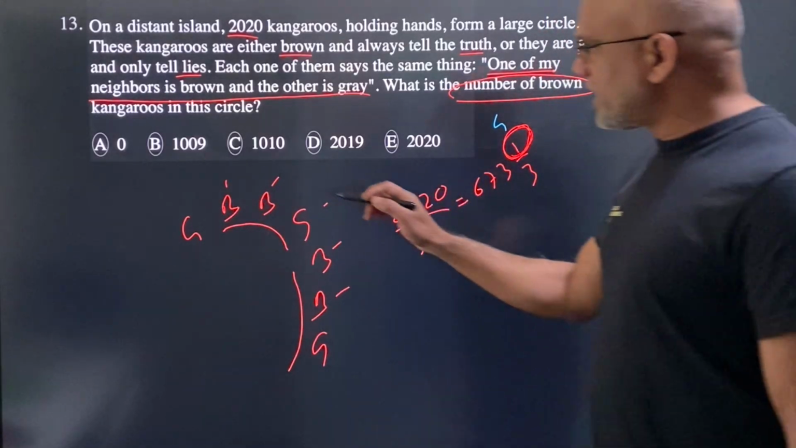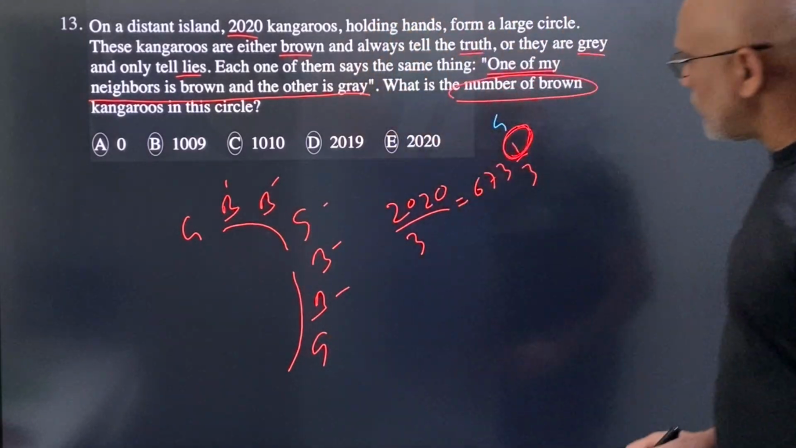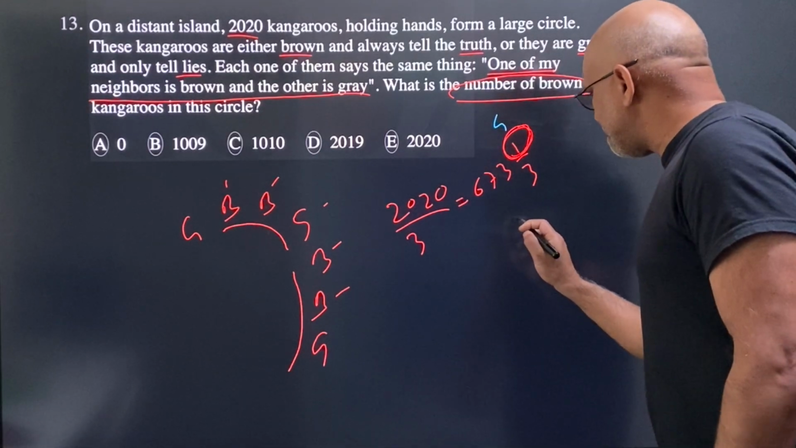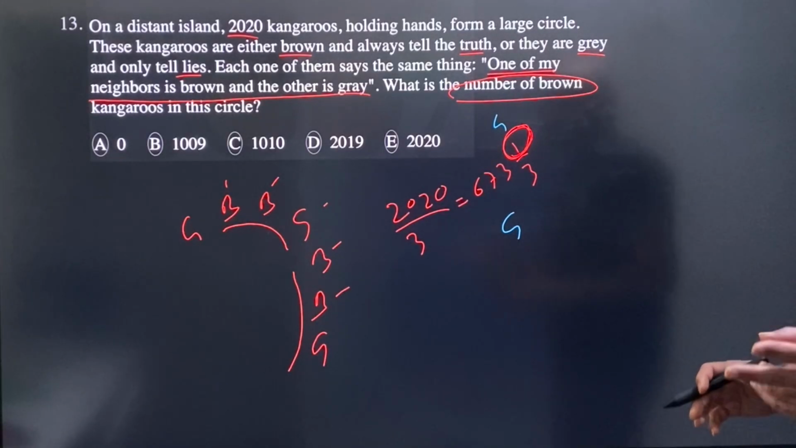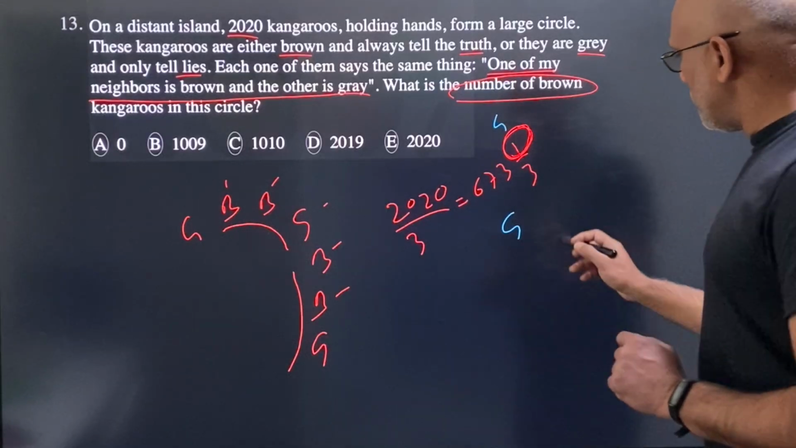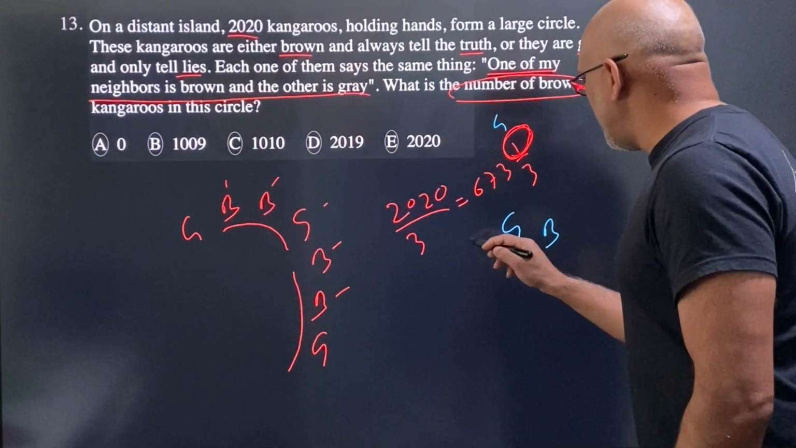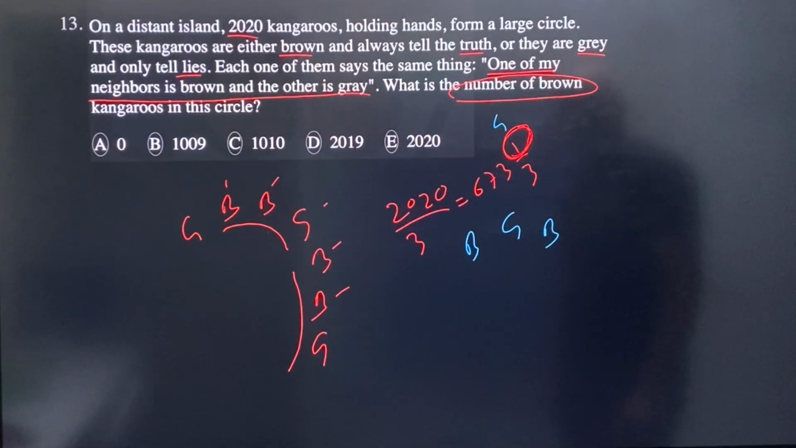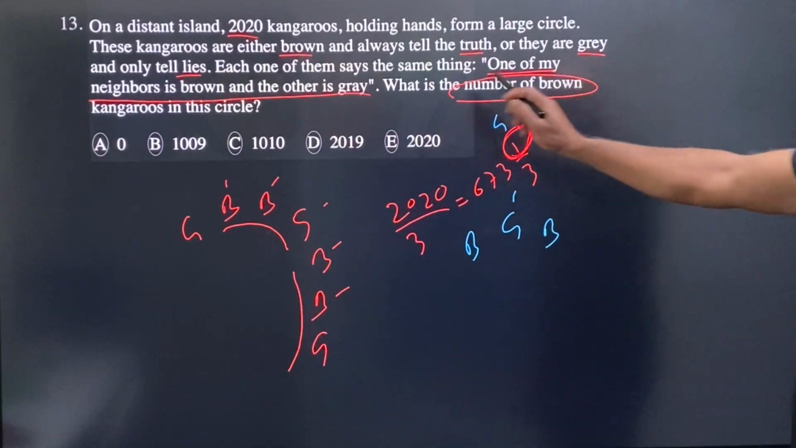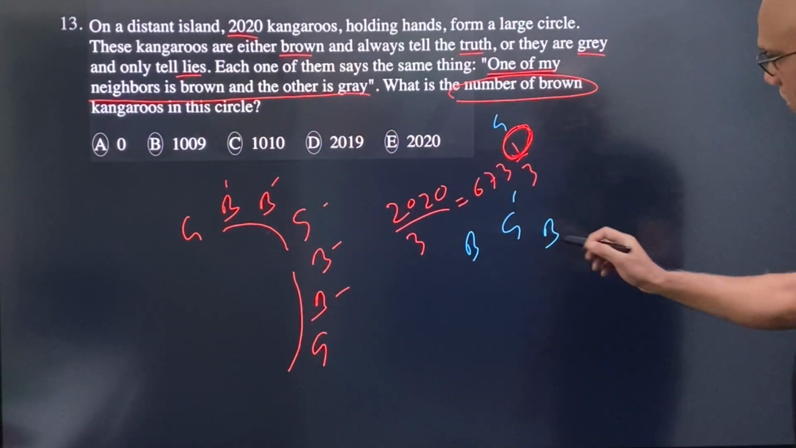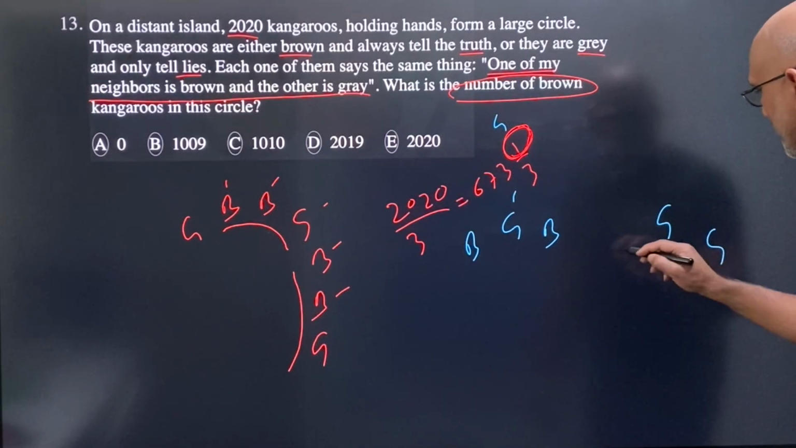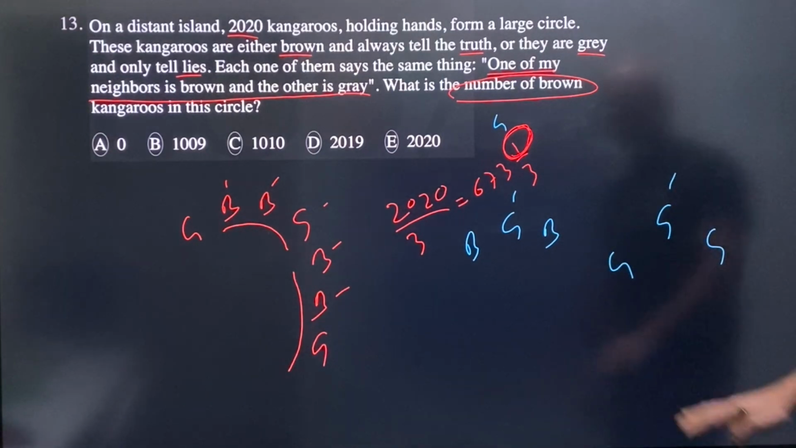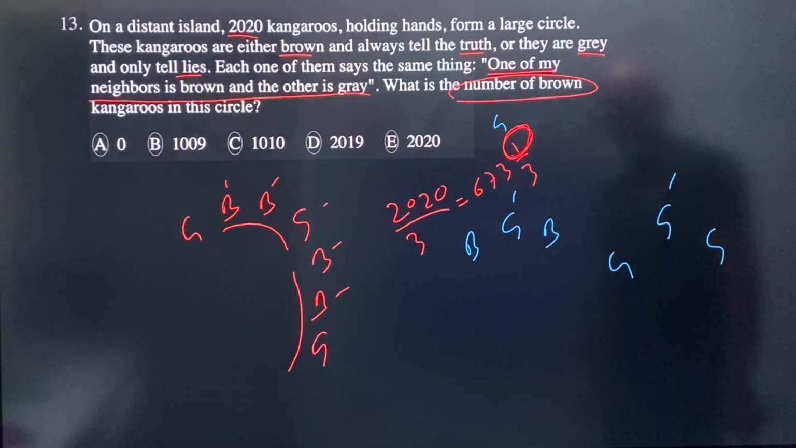And remember, I started this with assuming a brown kangaroo. So let me start with a grey kangaroo. Let's say it's a grey kangaroo, and I know that the grey kangaroo lies. The way it can lie is, either both sides there are brown kangaroos, then this is lying, right? Because it's saying that one of my neighbors is brown, the other is grey, which is not true, both are brown. Or the other way it can lie is on both sides there are grey kangaroos. Then this will be lying. So it can lie this way or this way.